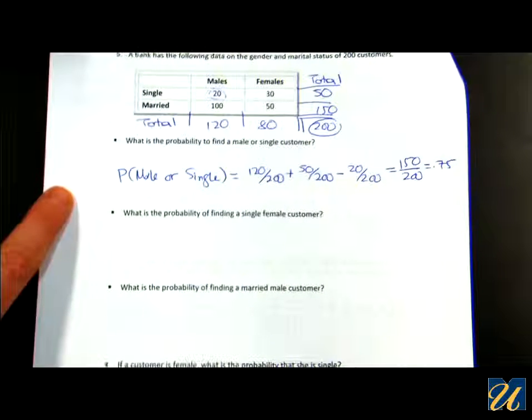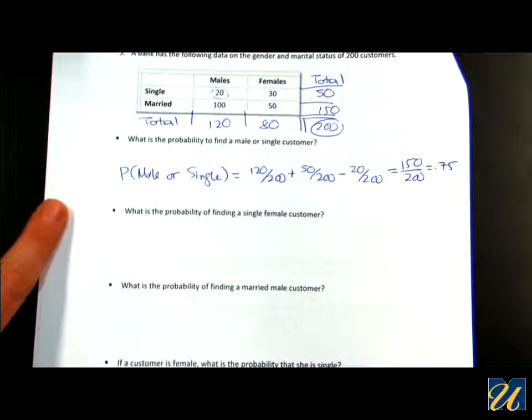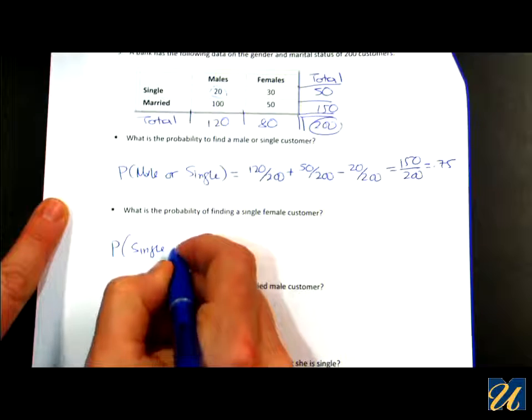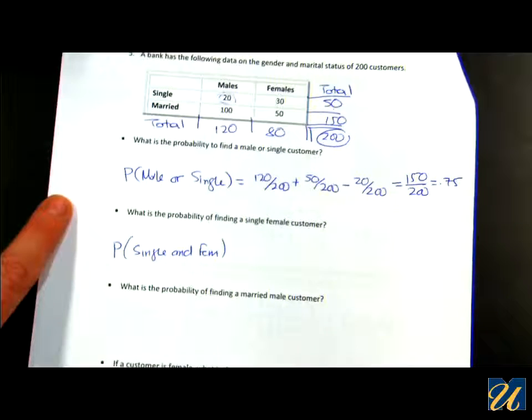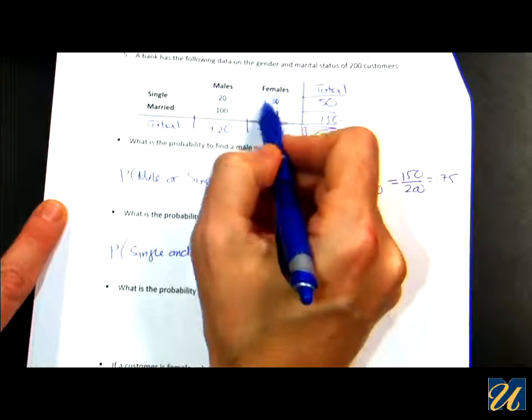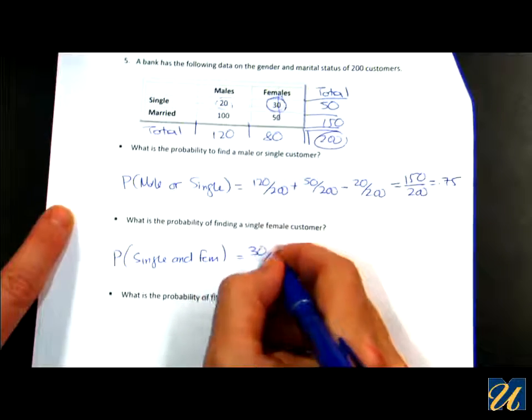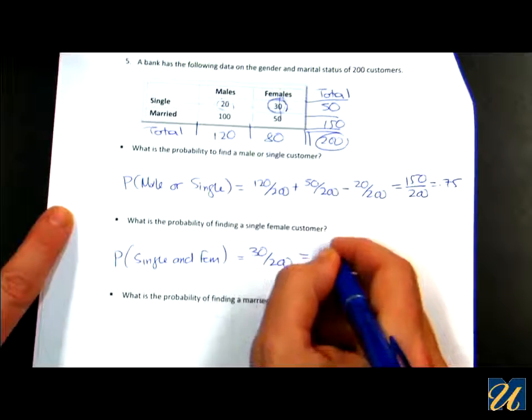What is the probability of finding a single female customer? Single female customer means single and female, both characteristics, so I'm looking for the point of intersection. Single, female, where do they meet? Right here. So your probability will be 30 over 200, which is 0.15.